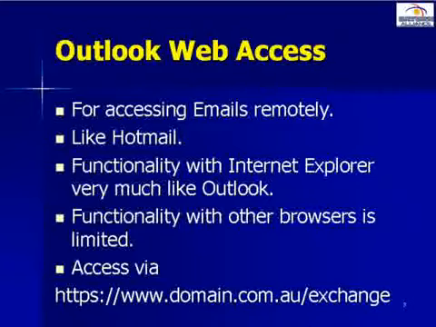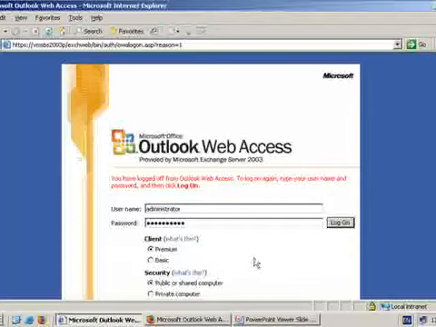Normally you'll access your Outlook Web Access via https://your domain/exchange. Note that it is important to include the HTTPS to indicate secure connections between yourself and the server. This means that all information between those 2 points is secure via encryption. So let's have a look at Outlook Web Access.